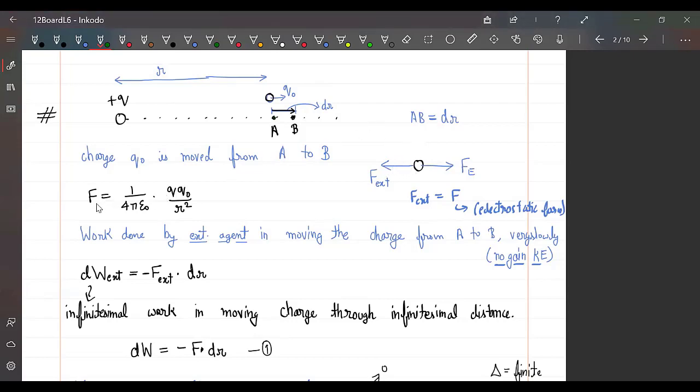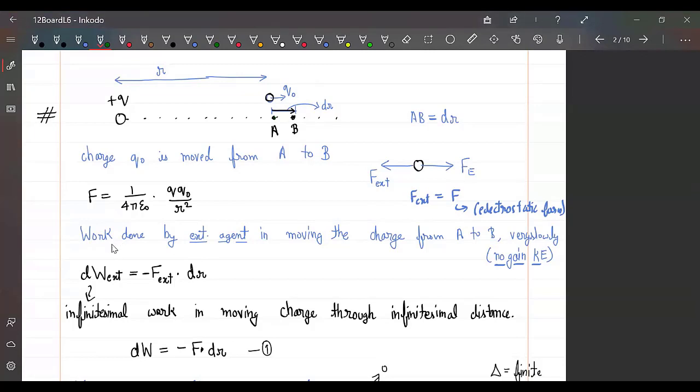So force on this test charge will be equal to 1 by 4 pi epsilon naught q naught by r squared. And this F external is always equal to the electrostatic force. Why? Because we want it to move very slowly. So it is a little less, but approximately equal to the electrostatic force.